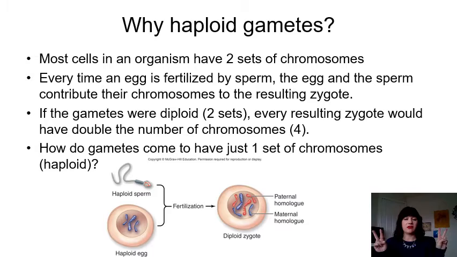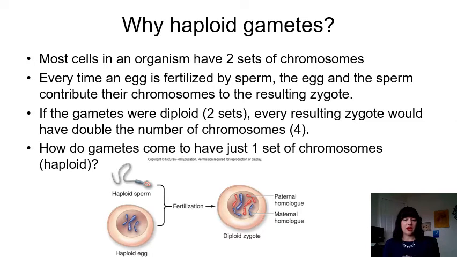If the gametes were diploid to begin with, the resulting zygote would have 4 chromosomes, and that's not the right number, right? And so in order for the offspring to have 2 chromosomes to be diploid, that requires that each gamete, the egg and the sperm, each have only one chromosome and be haploid.